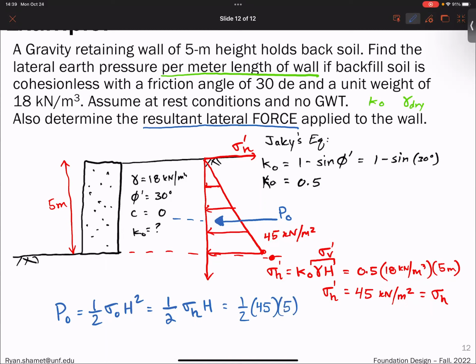times 5. So this is kilonewtons per meter squared and then times meters. So it's kilonewtons per meter length of wall, or kilonewton per meter of wall. This is what then? 100. 12.5.